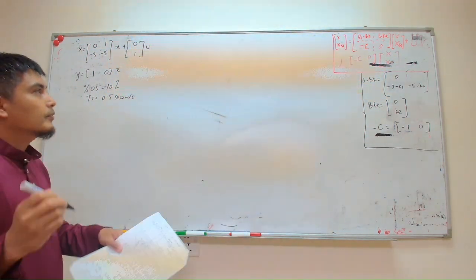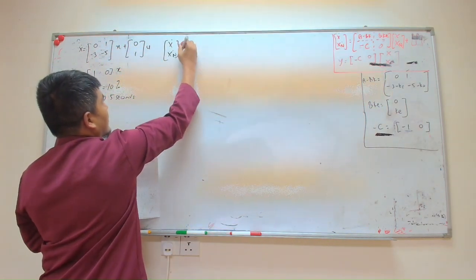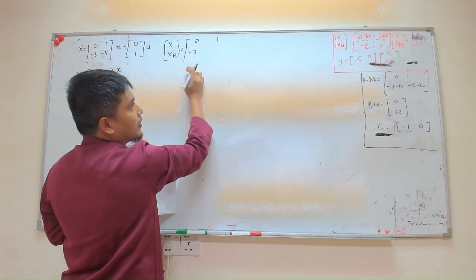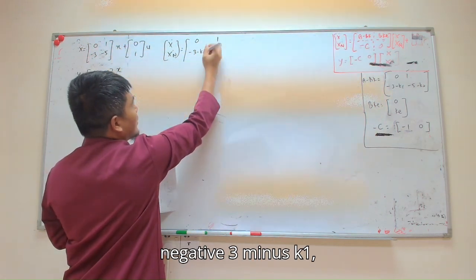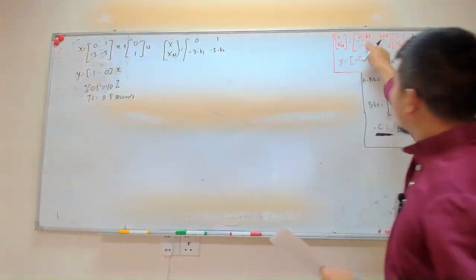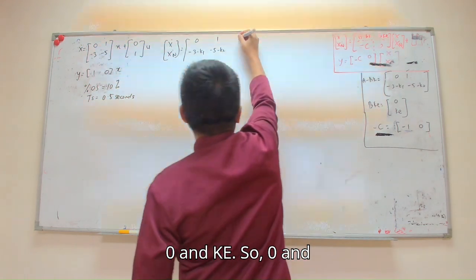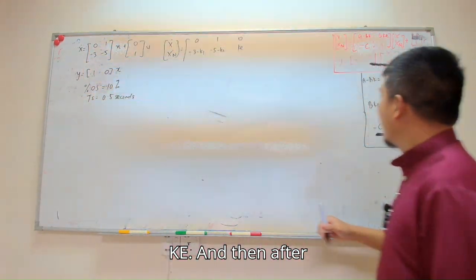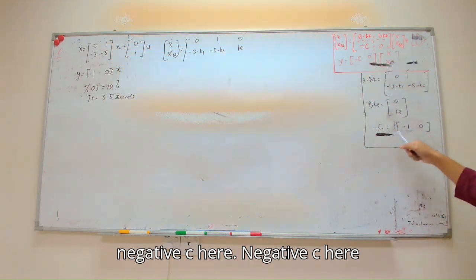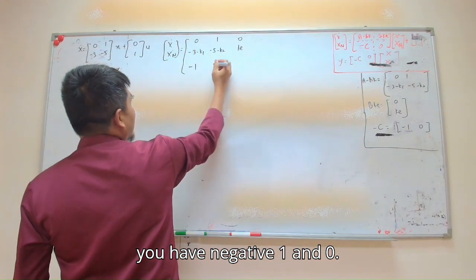So we have x dot, x_n dot equal to [0, 1; -3 minus K1, -5 minus K2]. This is for the A minus BK. And then we have BKe, which is [0; Ke], so 0 and Ke. And after that, we have negative C here, which is [-1, 0]. So that's why you have negative 1 and 0.